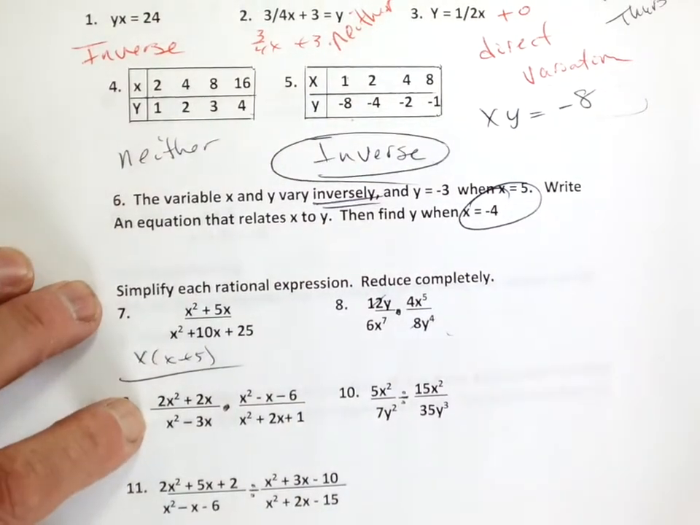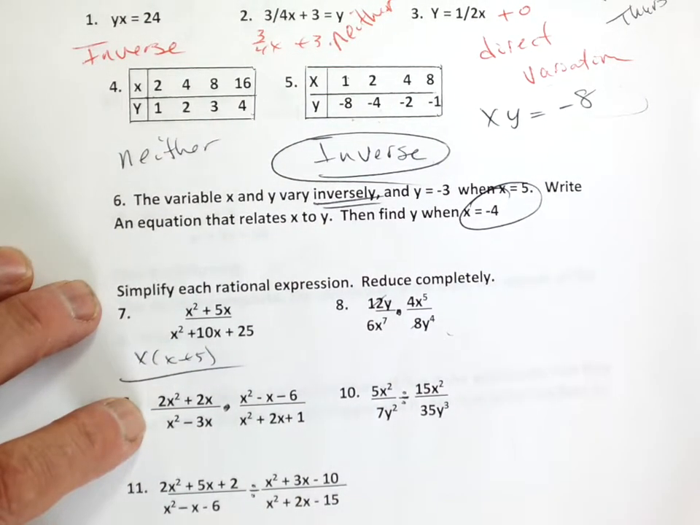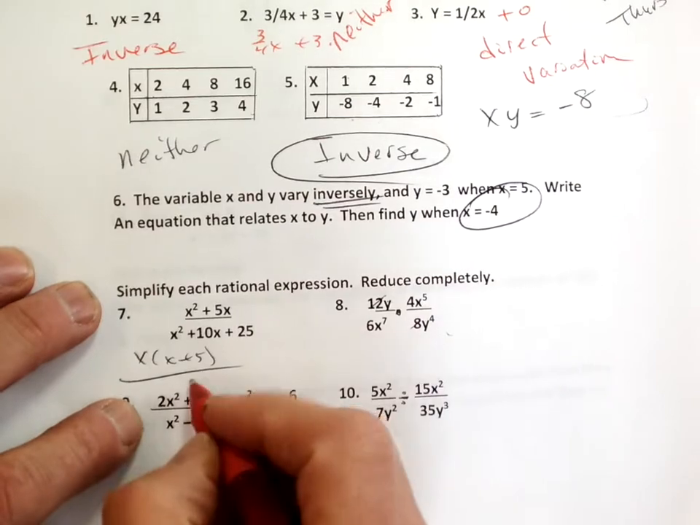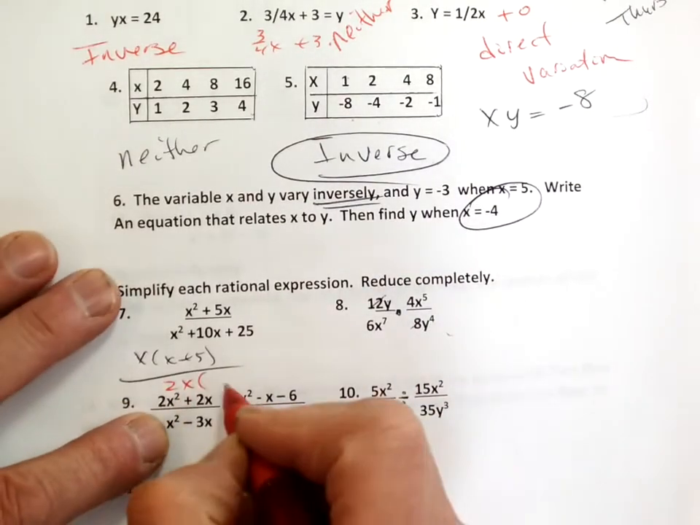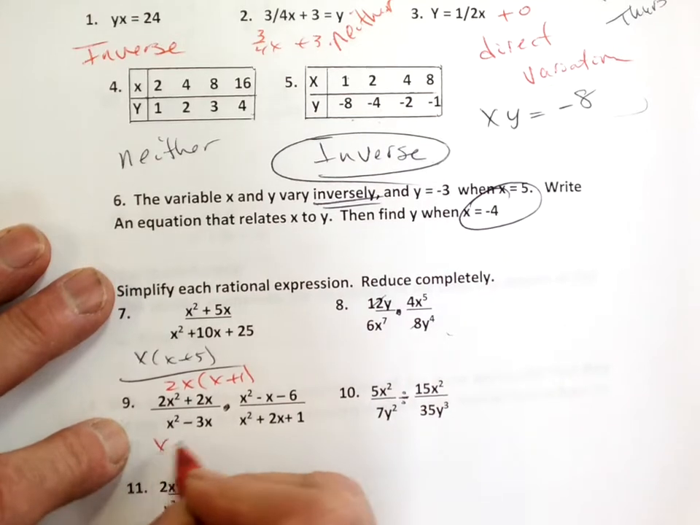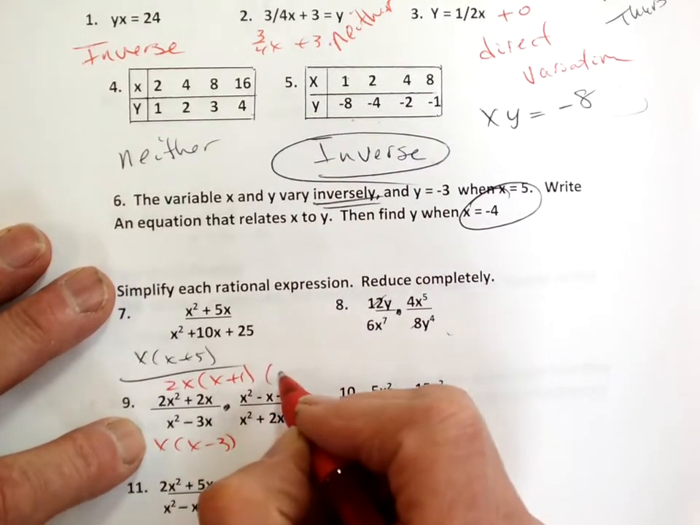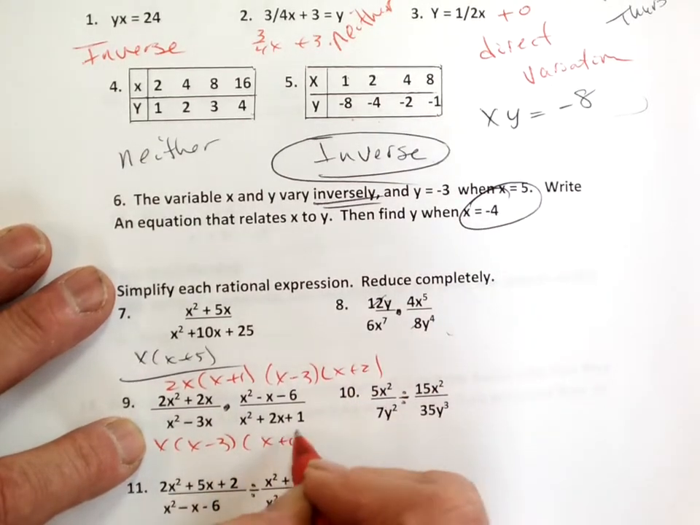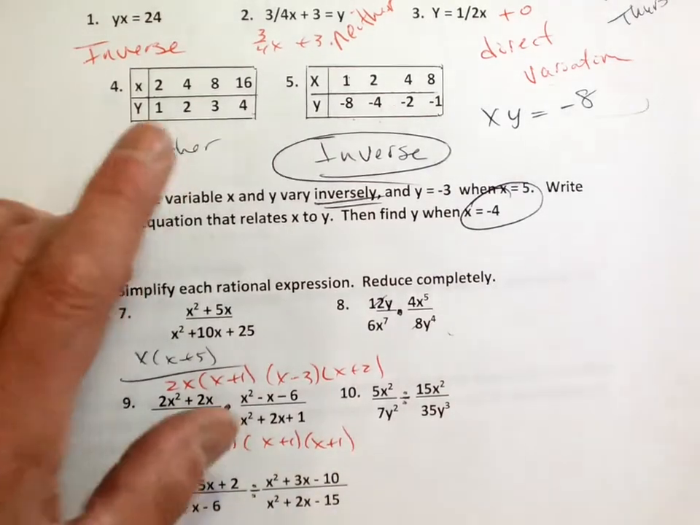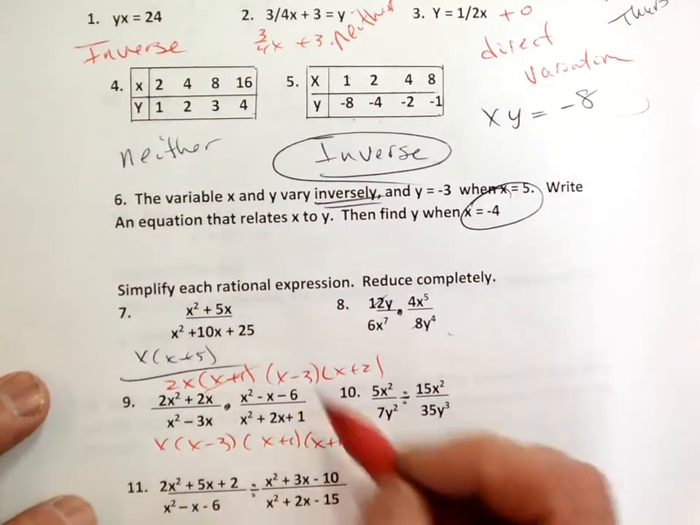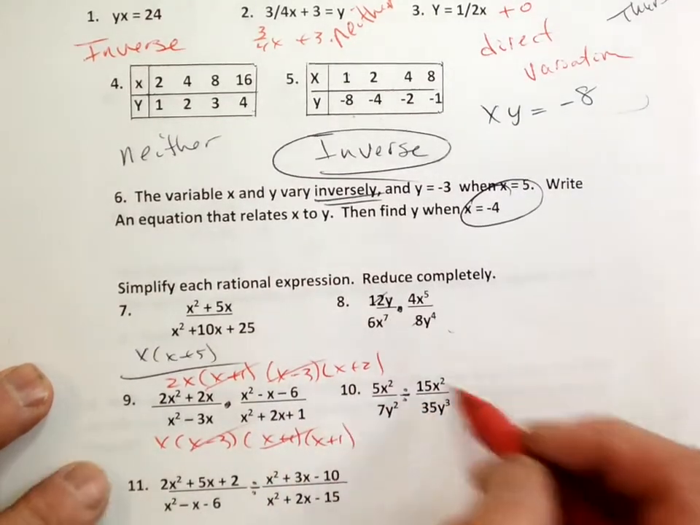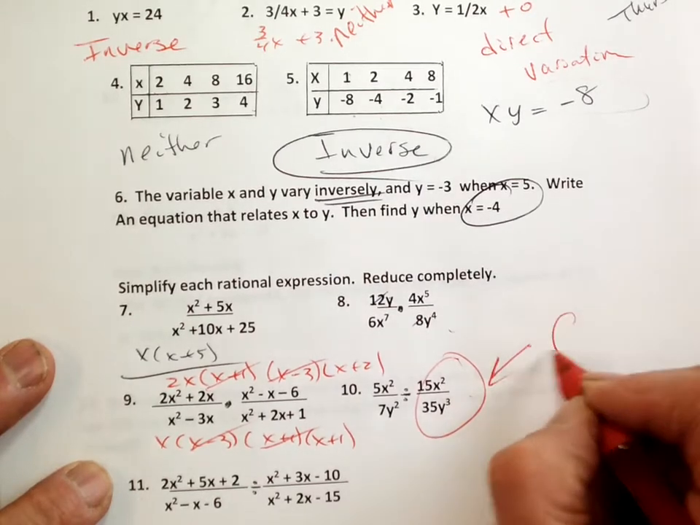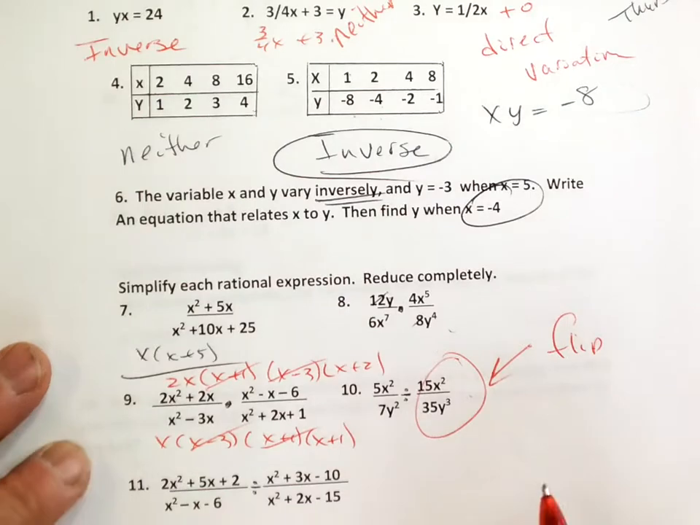Number 9, I would factor, factor, factor. On number 9, I'm just going to set you up because I want you guys to actually do this. I'd factor out a 2x and have an x plus 1. I'd factor out an x and have an x minus 3. I'd factor this to be x minus 3, x plus 2, x plus 1, x plus 1, right? And then cancel, cancel, cancel, cancel. A bunch of stuff cancels. Anyway, number 10, I'm going to flip this one. Don't forget to flip. And then it's going to be a lot like number 8 when you cancel, cancel, cancel, cancel.